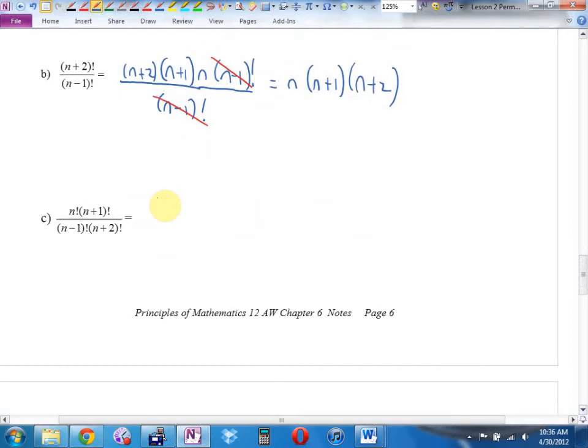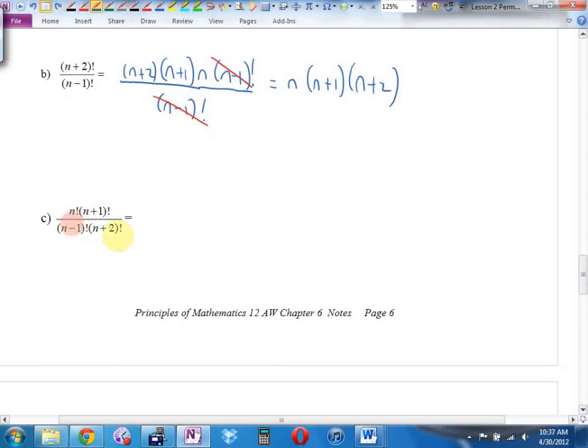C. It says n factorial times n plus 1 factorial all over n minus 1 factorial, n plus 2 factorial. How many terms are there on the top? Meant to be easy. 2. How many on the bottom? I'm going to mentally divide this in half. I'm not going to draw that, but I'm going to put the first term over the first term, the second term over the second term.